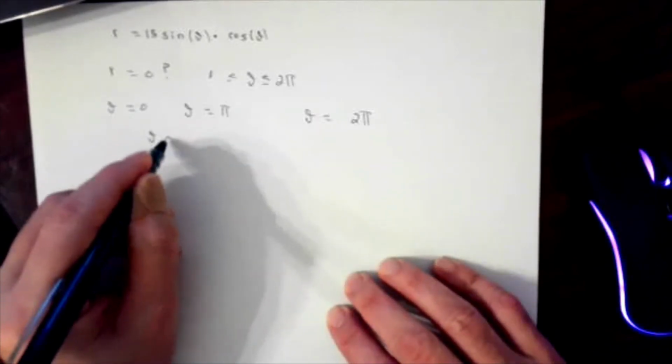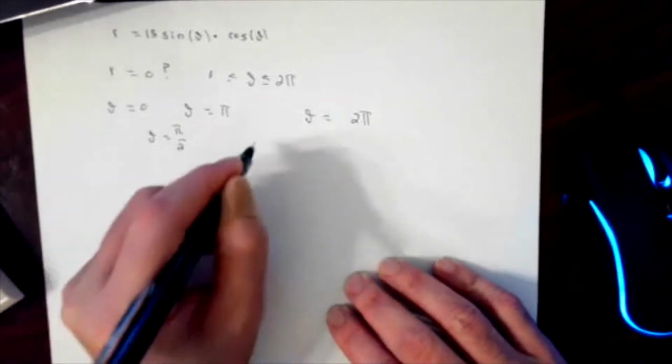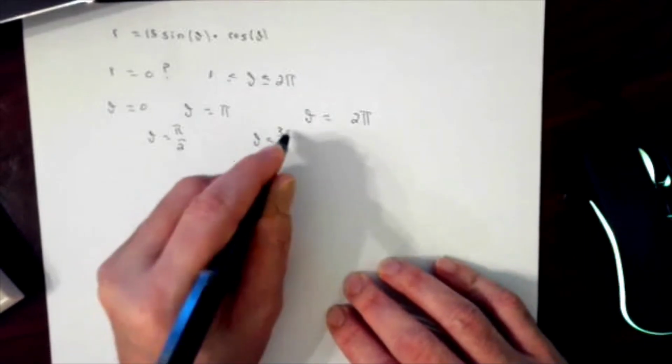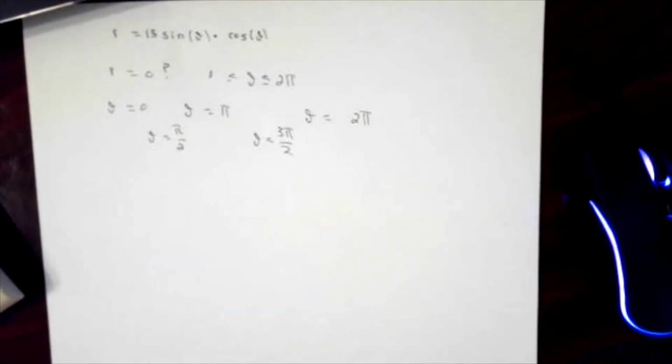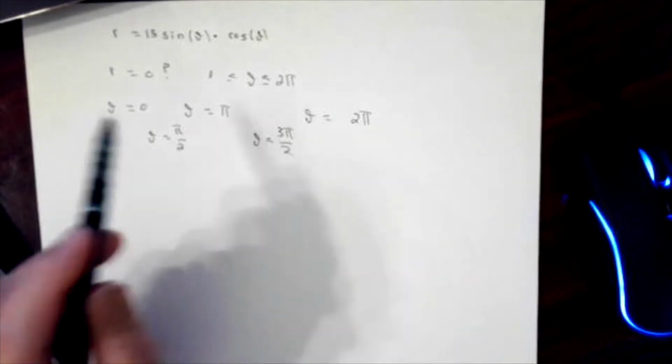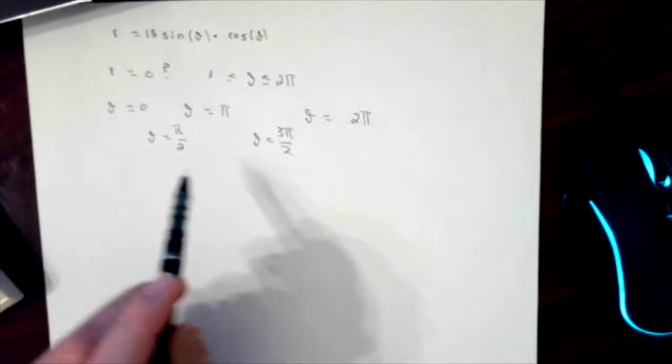It could also be that cosine of theta is 0. Cosine of something is 0 only when the something is an odd multiple of pi over 2. In the interval from 0 to 2 pi, I'm going to get theta equals pi over 2, theta equals 3 pi over 2, and 5 pi over 2 is outside my interval from 0 to 2 pi. So potentially, at least, I've got 1, 2, 3, 4, 5 of these thetas to look at.